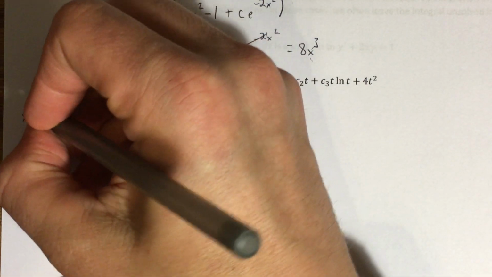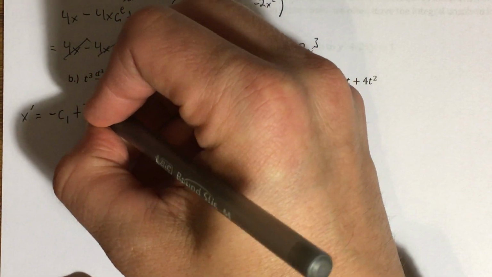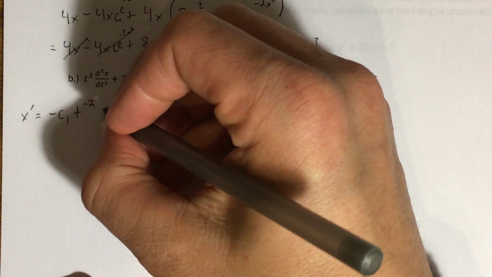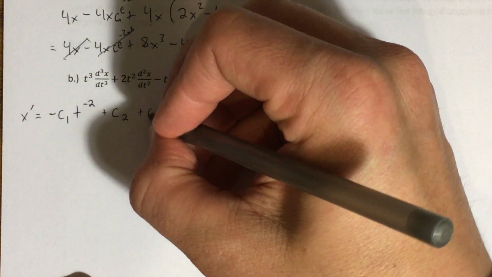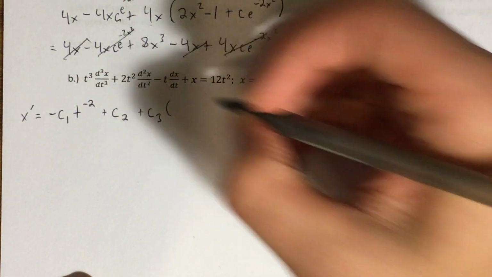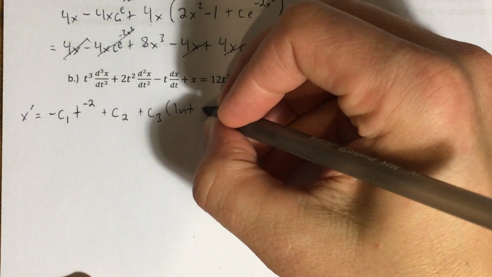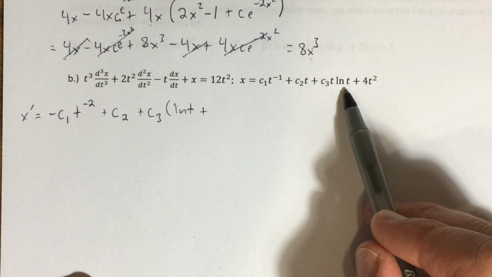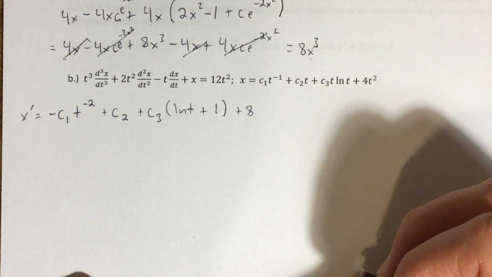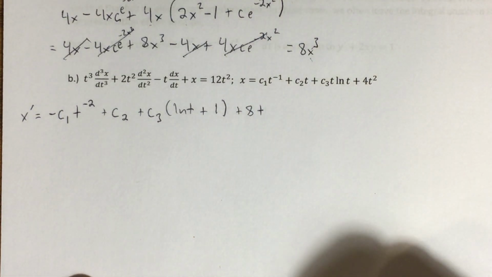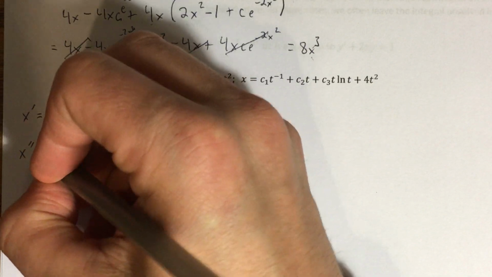Let's find x prime. X prime is going to be negative c1 t to the negative 2, plus c2, plus, we need a product rule here, so this is going to be plus c3 times the product rule, which gives me the natural log of t plus t times 1 over t, which is just 1. And then here I'm going to get plus 8t. Okay? All right. Let's differentiate this again because we need a second derivative now.